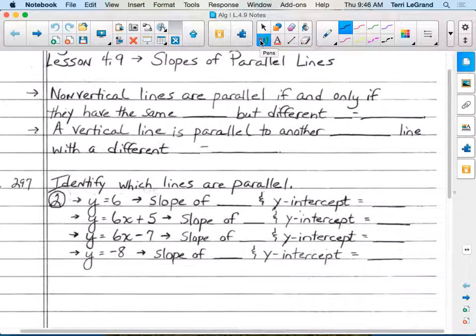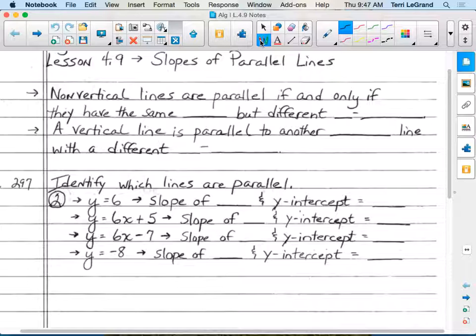Our learning goals for today, we have two of them, working with parallel lines. I can identify equations of parallel lines. I can write an equation to describe a line parallel to a given line. So those are the two different things that you need to make sure that you're getting an understanding of from this lesson.